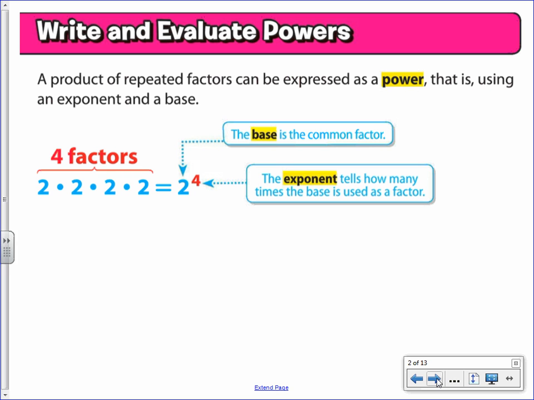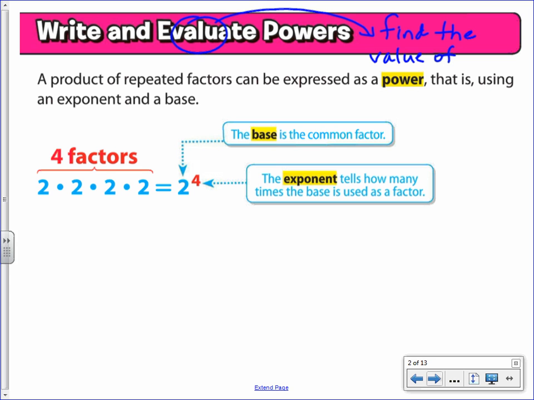First thing is vocabulary. It says write and evaluate powers. So writing, of course, we're going to write the power. Evaluate, if you notice in the middle of the word evaluate, is the word value. And I always tell students that evaluate means find the value of. Solve it. Find the value. Tell me what it is.